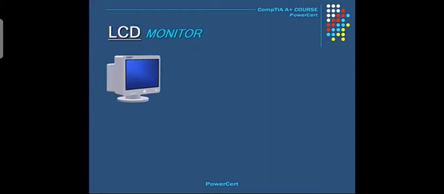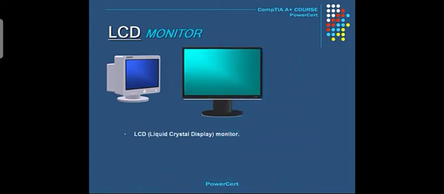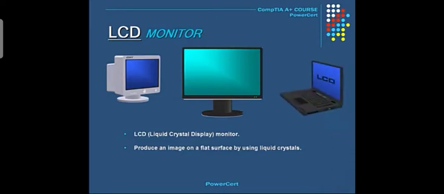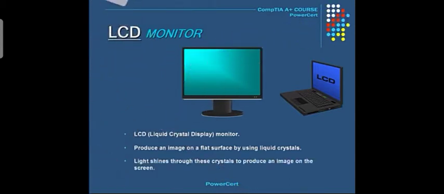Another type of monitor is LCD, which stands for liquid crystal display. LCD monitors produce an image on a flat surface by using liquid crystals. Light shines through these crystals to produce an image on the screen, and it uses filters to produce different colors. LCDs were first used in laptop computers, and now have made their way to the desktop marketplace and have completely replaced CRT monitors. They are lighter, thinner, use less power, and take up less space than CRTs. LCDs are also known as flat panel displays.